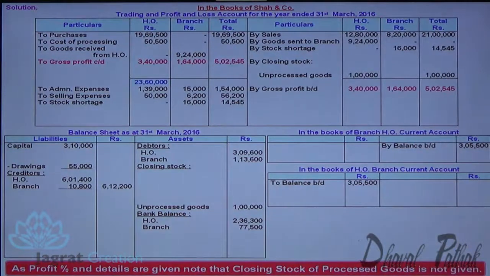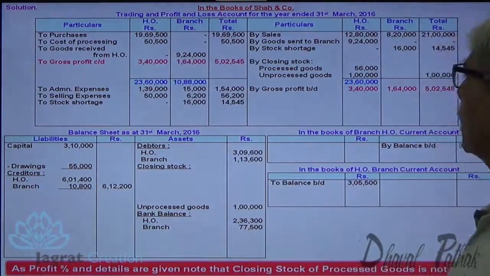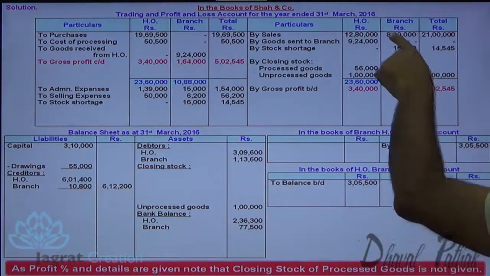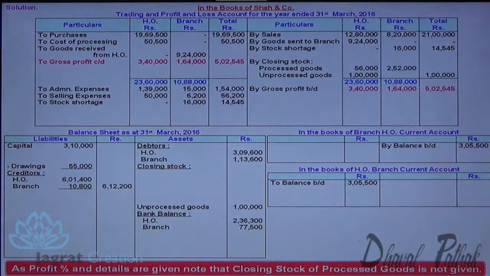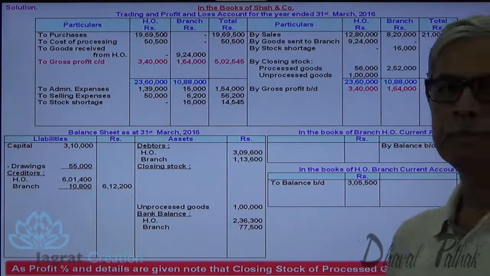So total of debit minus this, I'll get the closing stock of processed goods, 56,000. This total is 10 lakh 88,000, minus 8 lakh 20,000 and 16,000. I get the closing stock of processed goods.